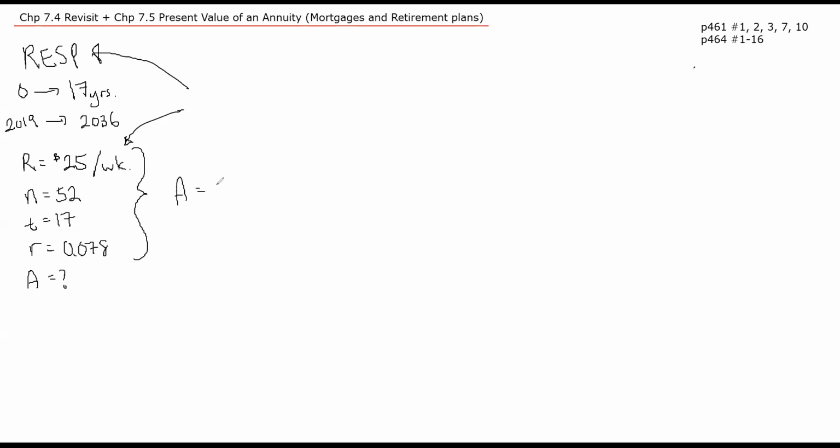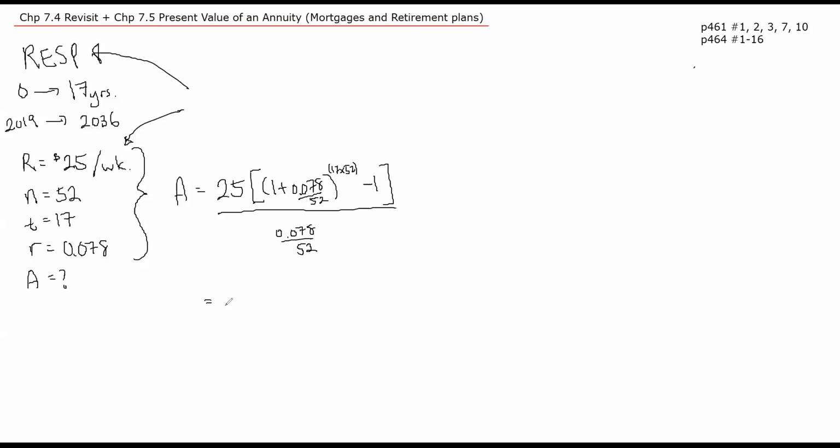My final amount is going to be $25 repeating every single time, times 1 plus 0.078 divided by 52, of course, all to the power of 17 times 52, minus 1, all divided by 0.078 divided by 52. It's a bit long-winded, but let's see what I can do on my calculator. 0.078 divided by 52, added by 1, all to the power of 17 times 52.